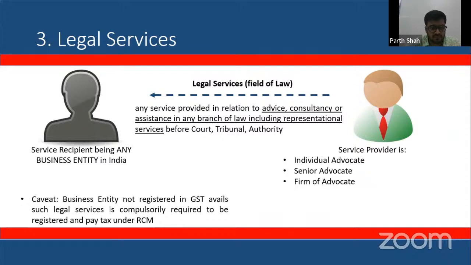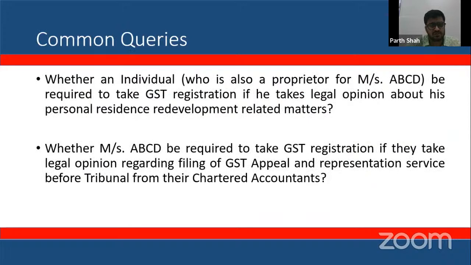So generally for legal services, these are the two types of queries that people ask us. If as an individual I take a legal opinion about my own residence, which is going under redevelopment, will I be required to pay tax under reverse charge? The answer is no, because as an individual I am not functioning in the capacity of a business entity. Had it been that my business premises were going under redevelopment and I had taken an opinion, then yes, I would be required to pay tax.